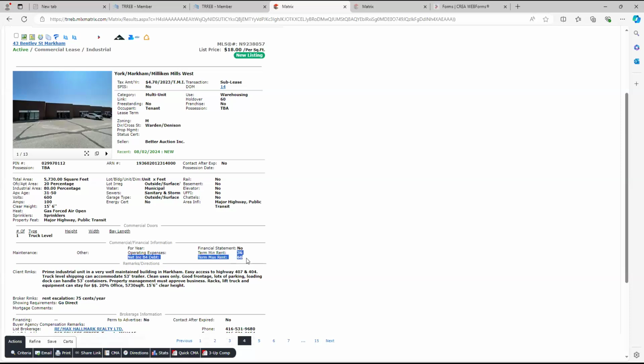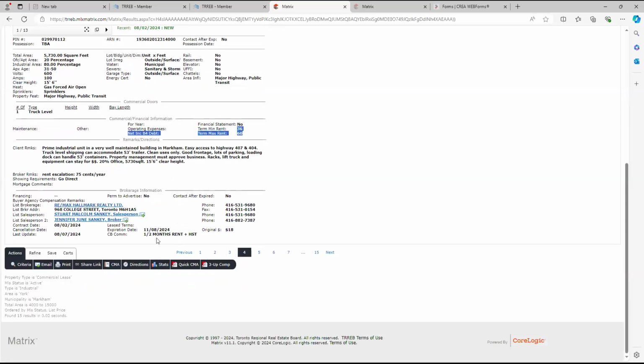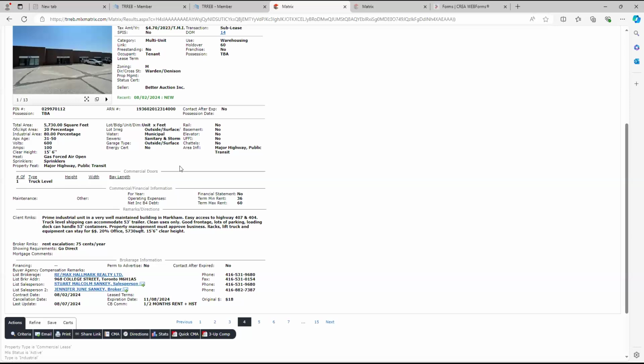That means minimum 3 years, maximum 5 years term. So in this case, if the commission is again half month, what can you say about it? So that's not a good one, right? If you do a 5 years term, you get half month for each year of the lease term, right? So that one is different from the previous one.